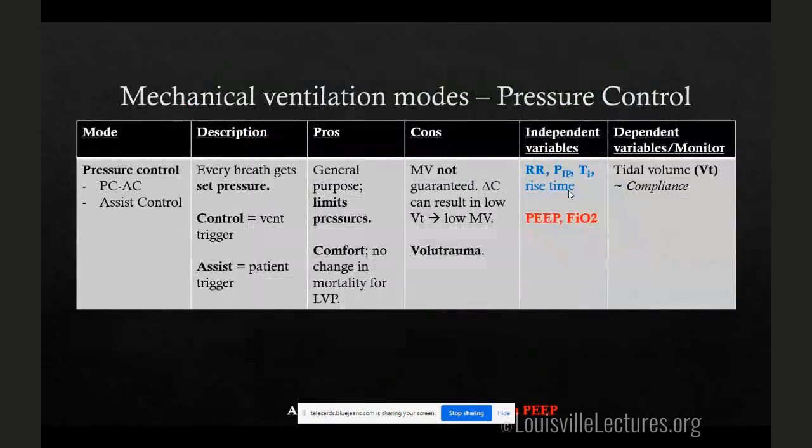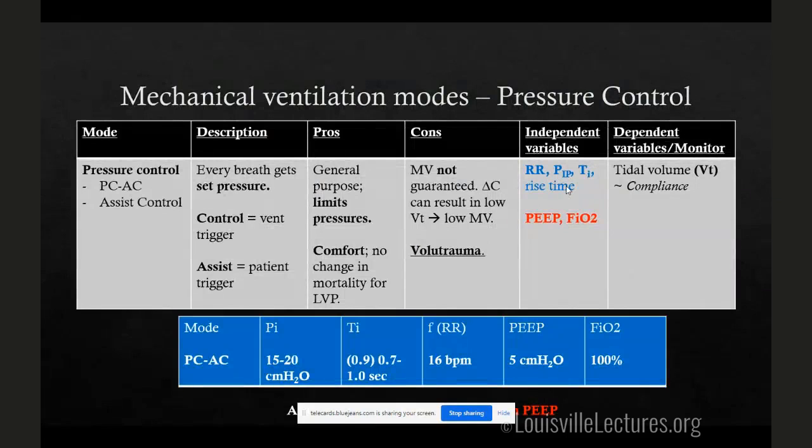So the next mode that we'll talk about is pressure control. This ensures a set pressure every time a breath is delivered. In general, that pressure is about 15 to 20 depending on the patient. It is a general purpose mode. It does limit the amount of pressure the patient will get, and so that can reduce barotrauma, but it does not limit the amount of volume that they get because it changes with compliance, as we talked about.